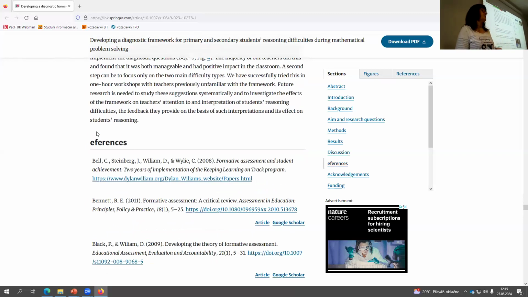and then come the references. And references again should be formatted according to APA 7. It's a formal thing, but be very careful about it. This is something which the reviewers don't like at all.